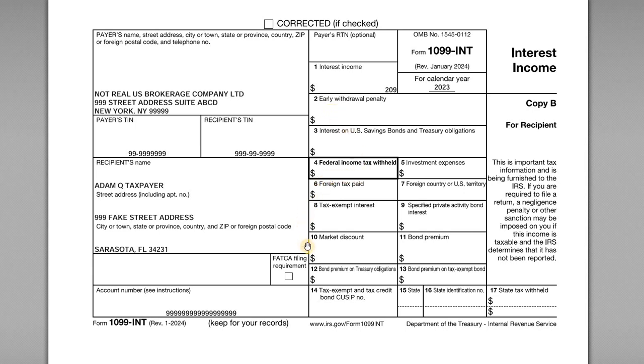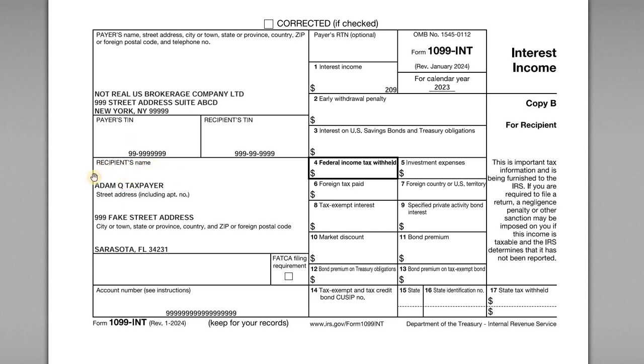Now, if you see an item down here in box 8 for tax-exempt interest, that gets treated a little differently. Or if you have interest from U.S. savings bonds or treasuries, those would be subject to federal income tax, but not state income taxes. Tax-exempt interest would be exempt from federal taxes, but might be taxable in your state of residence.